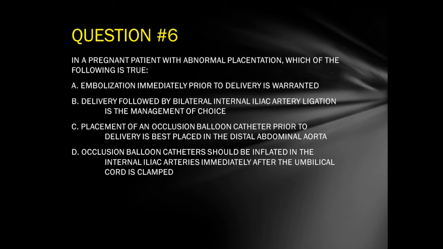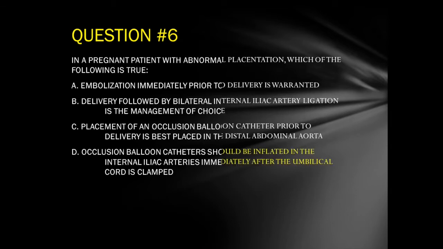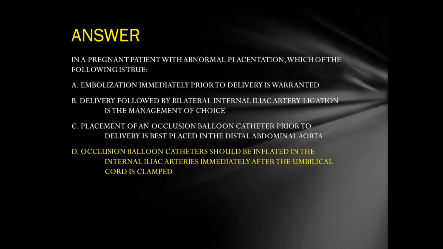Embolization immediately prior to delivery is warranted. Delivery followed by bilateral internal iliac artery ligation is the management of choice. Placement of an occlusion balloon catheter prior to delivery is best placed in the distal abdominal aorta. Or, occlusion balloon catheters should be inflated in the internal iliac arteries immediately after the umbilical cord is clamped. So the answer here is D. Occlusion balloon catheters should be inflated in the internal iliac arteries right after the umbilical cord is clamped.